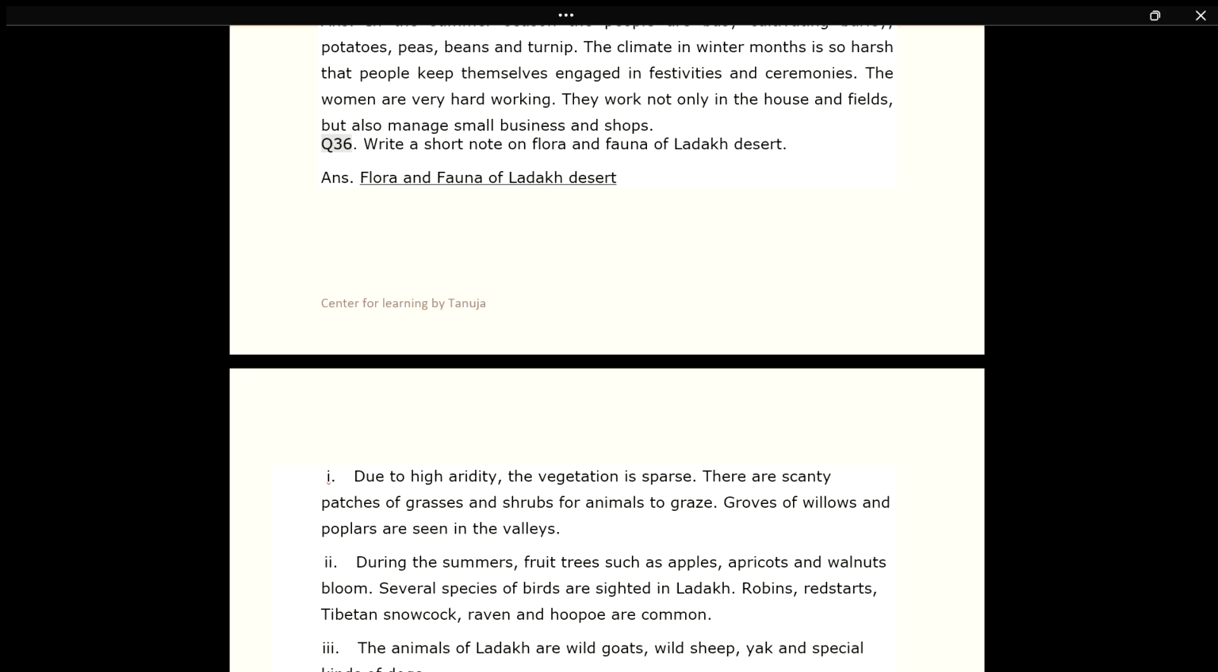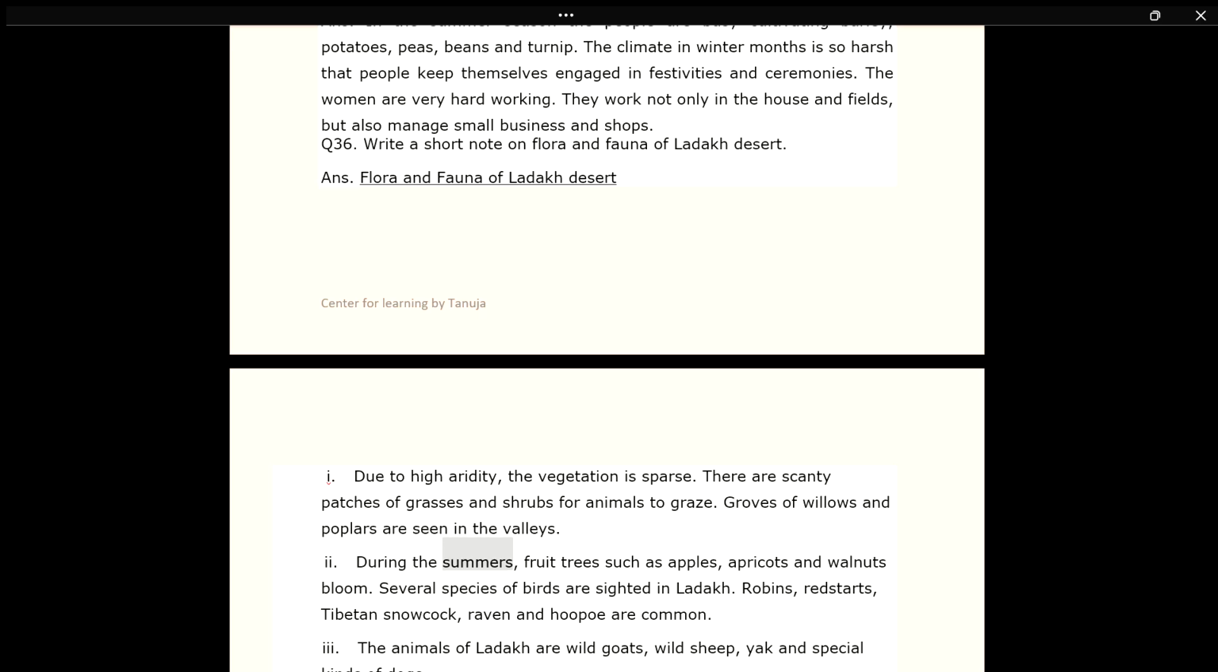Q36. Write a short note on flora and fauna of Ladakh Desert. Ans. Flora and fauna of Ladakh Desert. 1. Due to high aridity, the vegetation is sparse. There are scanty patches of grasses and shrubs for animals to graze. Groves of willows and poplars are seen in the valleys.